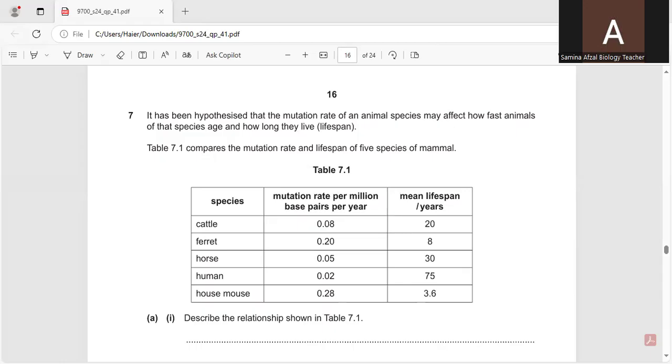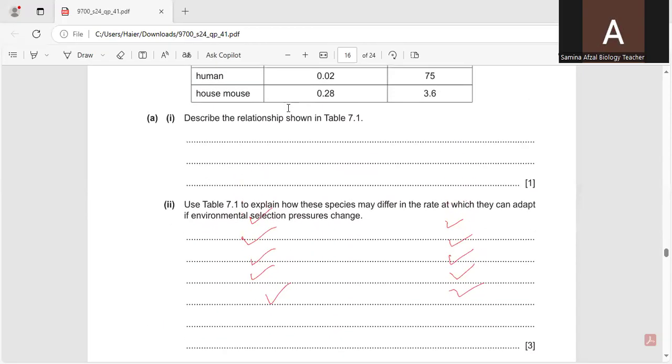So first of all, the cattle 0.082 and its lifespan was 20 years, and ferret it is 0.20 and lifespan is very low, which is 8. Horse 0.05, lifespan 30 years, human 0.02, lifespan 75 years, and house mouse 0.28, lifespan only 3.6. So in this way, the different lifespans and the mutation rates have been given in this table.